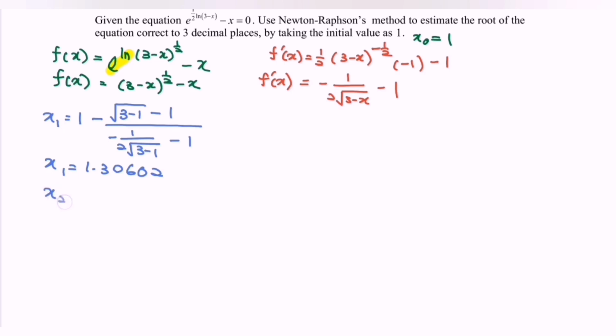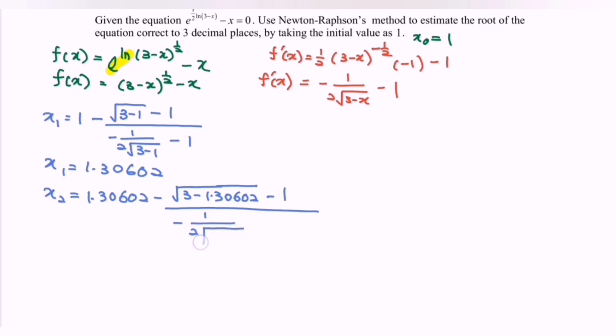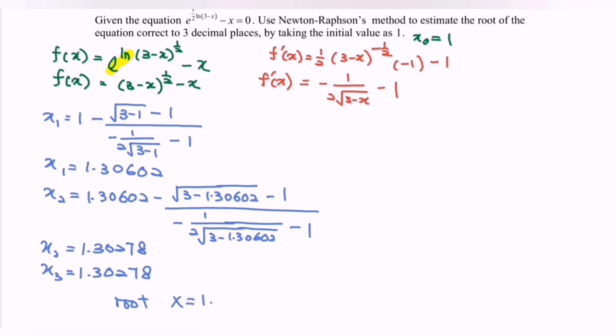Rewrite the situation. Second substitution, we have 1.30602 minus the square root of 3 minus 1.30602, minus 1, over negative 1 over 2 square root of 3 minus 1.30602, minus 1. Again, referring to the calculator, we have x2 is equal to 1.30278. Repeat the process and we will have x3 equal to 1.30278. And we notice that here we have the repetition. So the root x is equal to 1.303 because of 3 decimal places.